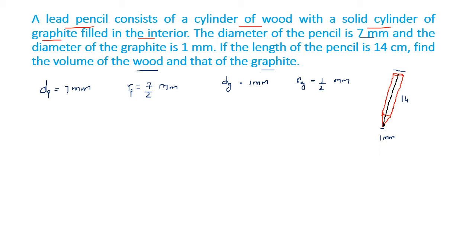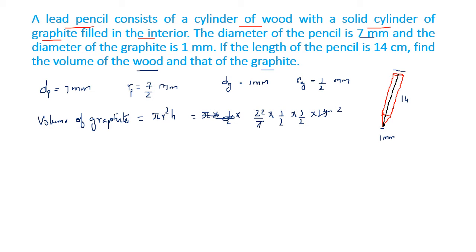So first we'll find the volume of graphite. Volume of graphite is equal to pi r square h. R is 1 by 2. We will write the values down: 22 by 7 into 1 by 2 into 1 by 2 into 40. 7 1s are 7, 2 2s are 4, so we get 11. So 11 millimeter cube is the volume of the graphite.